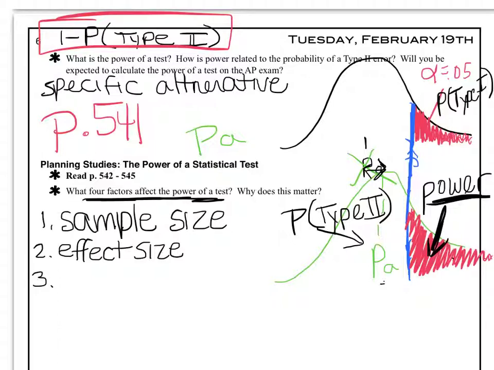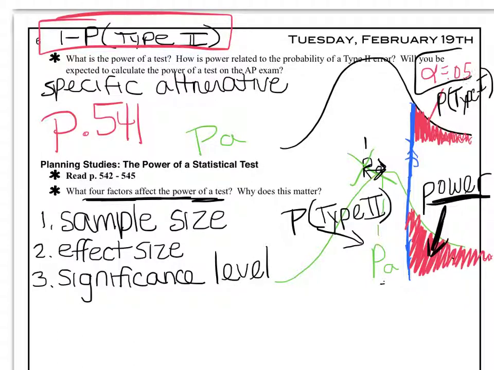Number 3, significance level. The larger your significance level, the higher your power. However, remember that the larger your significance level, the more of a probability of having a type 1 error. So you kind of have to balance that one.